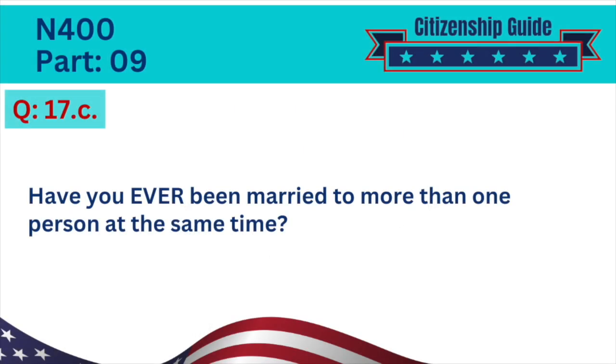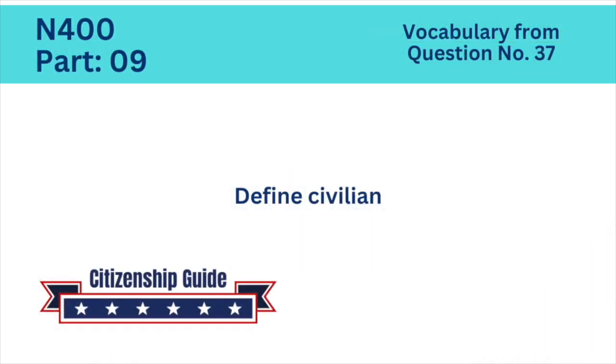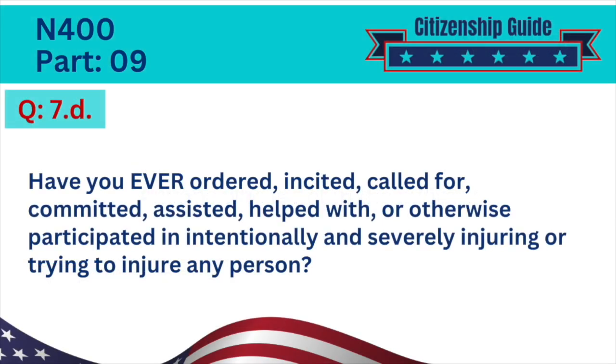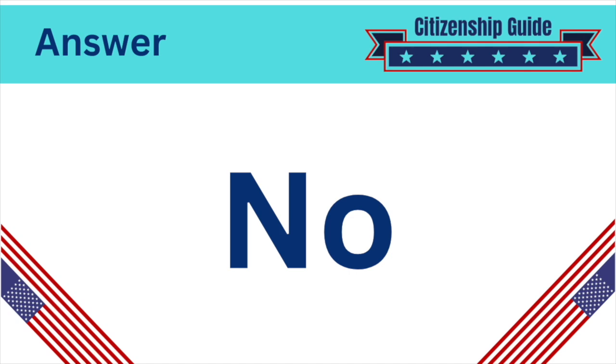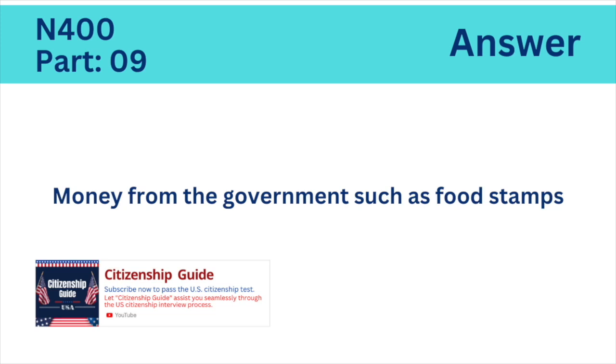Have you ever been married to more than one person at the same time? No. Define civilian. Anyone who is not in the military. Have you ever ordered, incited, called for, committed, assisted, helped with, or otherwise participated in intentionally and severely injuring or trying to injure any person? No. What is public benefit? Money from the government, such as food stamps.